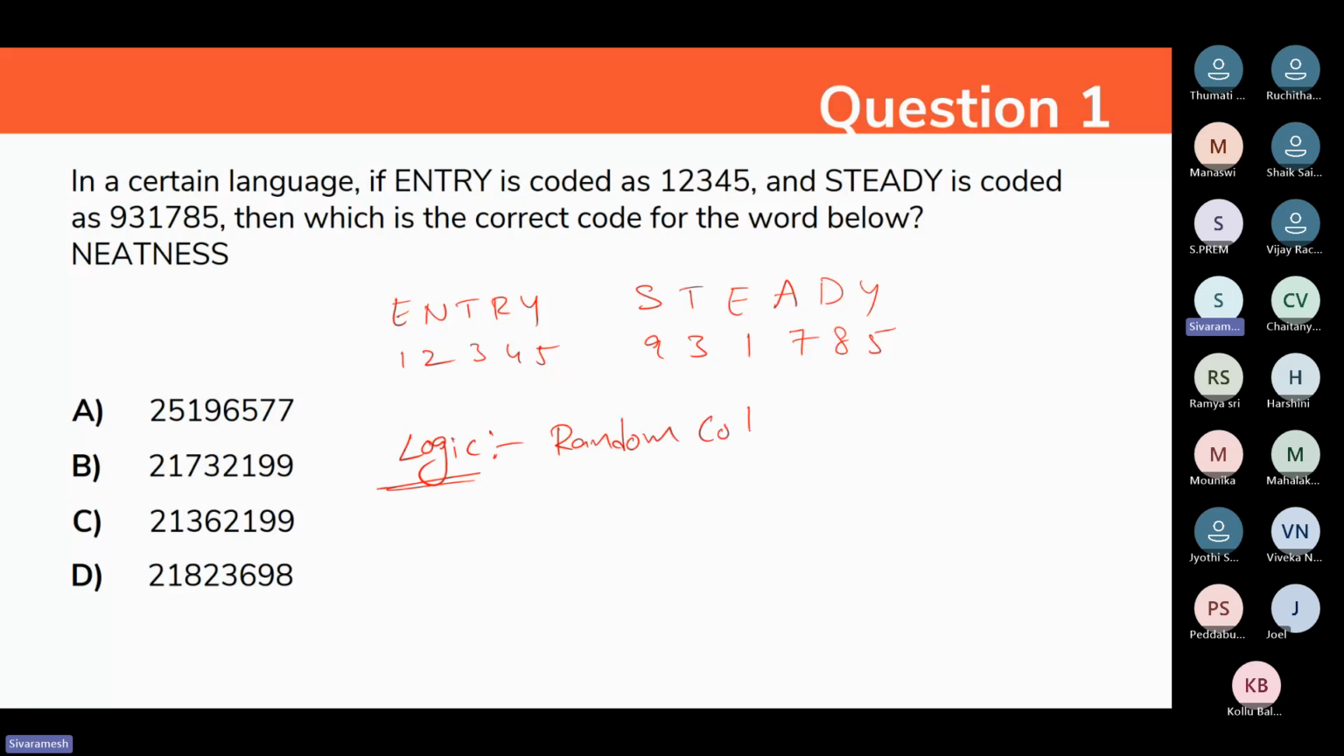Some random code is assigned to each and every alphabet. Let's say E is assigned with 1, N is assigned with 2. How you will get to know is, here if you observe E, here also E is assigned with 1. Now, if you observe Y here and even in the study, Y is assigned with 5, which means some random code is assigned to each and every alphabet, and they are asking us to find what is the code for neatness.